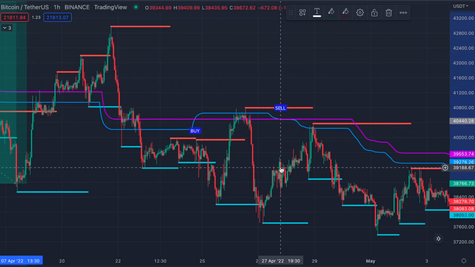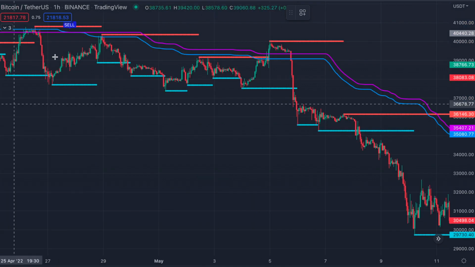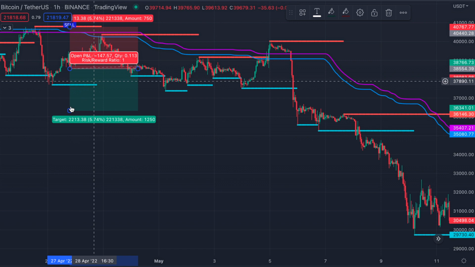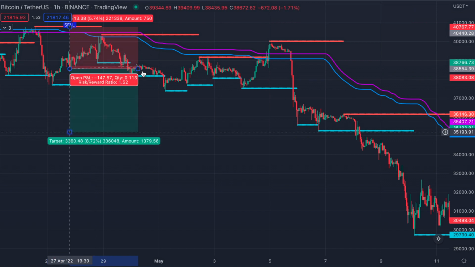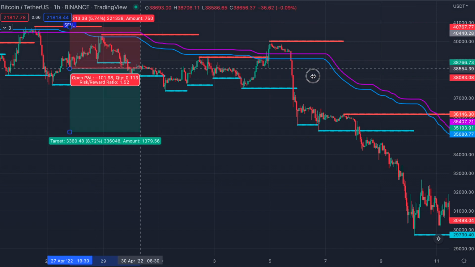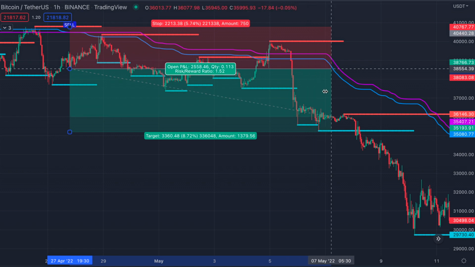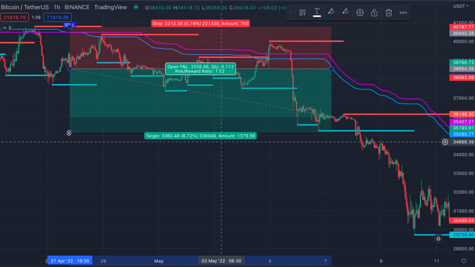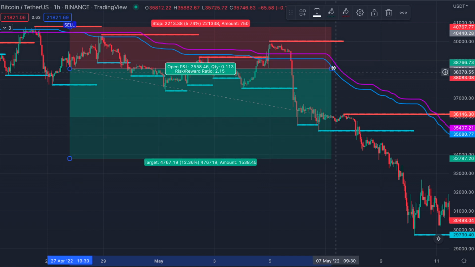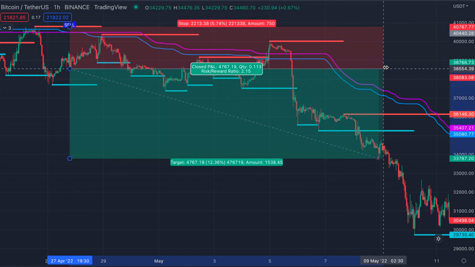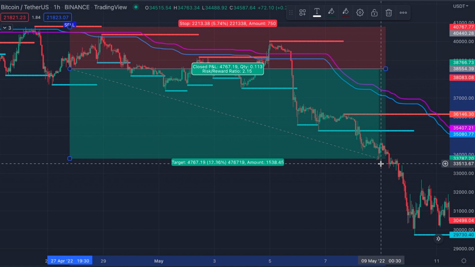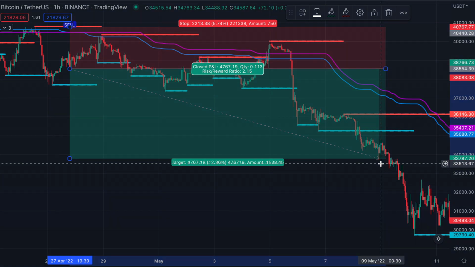Again, we have a sell signal right here. Let's see what happened. I'll open a short trade over here. This is the stop loss, and if we go for a risk reward ratio of 1.5, our target is attained over here. If we go for a risk reward ratio of 2, then also our target is attained right here. So this is how it works on BTC USDT as well. It's an amazing strategy. It gives huge profits compared to the minor losses.